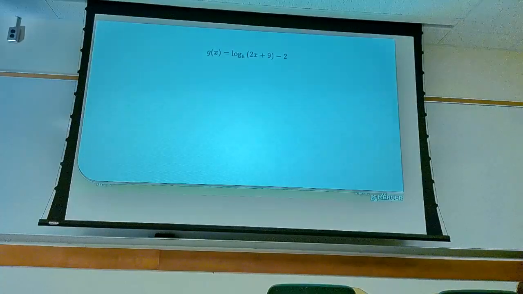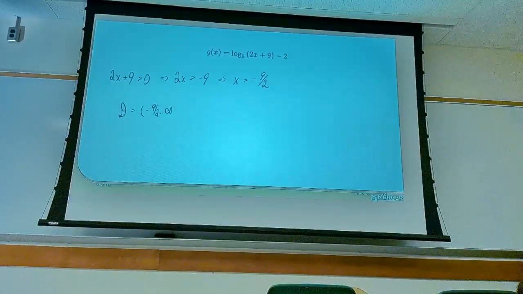So we would be looking at 2x plus 9. What about 2x plus 9? We would set it as being greater than 0. Which means x has to be greater than negative 9 over 2. So your domain would be negative 9 halves to infinity, open. So it's whatever is in the parentheses, whatever you're taking the log of.